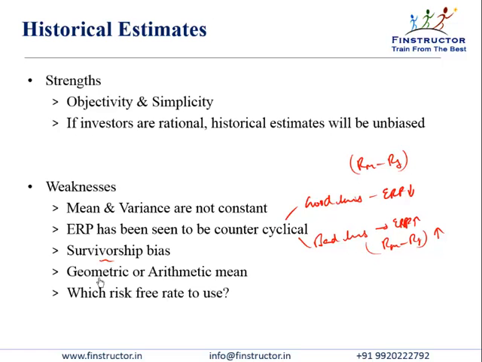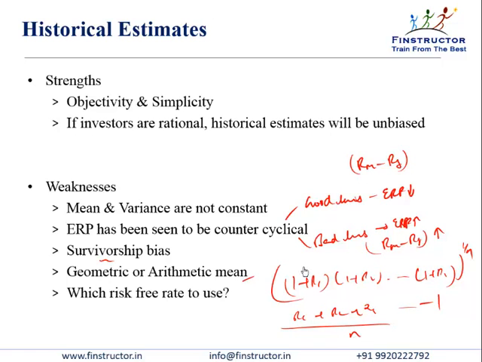Should we use the geometric mean to calculate the average, or should we use the arithmetic mean? Whatever you do, you should be consistent. Geometric mean would be calculated as (1 plus R1) into (1 plus R2), so on and so forth, into (1 plus Rn), whole to the power 1 by n, minus 1. Arithmetic mean will be calculated as simply R1 plus R2 plus R3 divided by n. You can use either of the methods, but make sure you use the same method for every index and for the risk-free return as well.